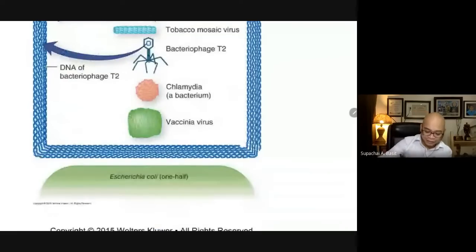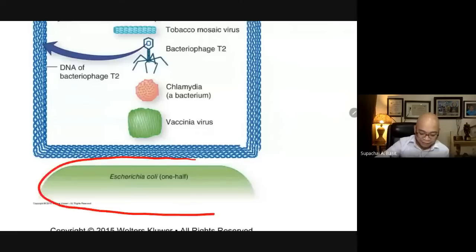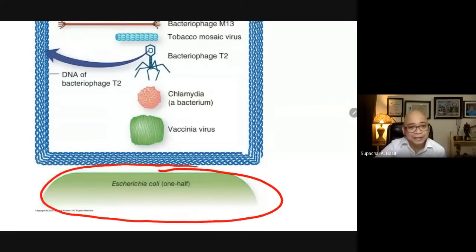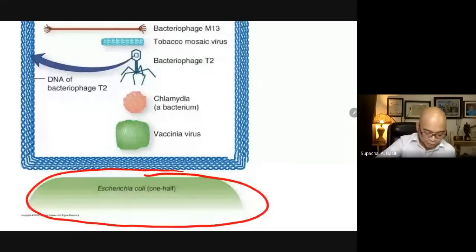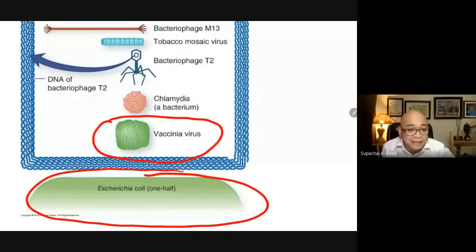So imagine this is E. coli. This is one bacterial cell, one bacterium, but viruses are even smaller than bacteria. The biggest virus, the vaccinia virus, is even smaller than E. coli, not even half of the E. coli. So that's how small they are. Viruses are so small that they are called filterable agents. They are able to pass through a bacteriologic filter.